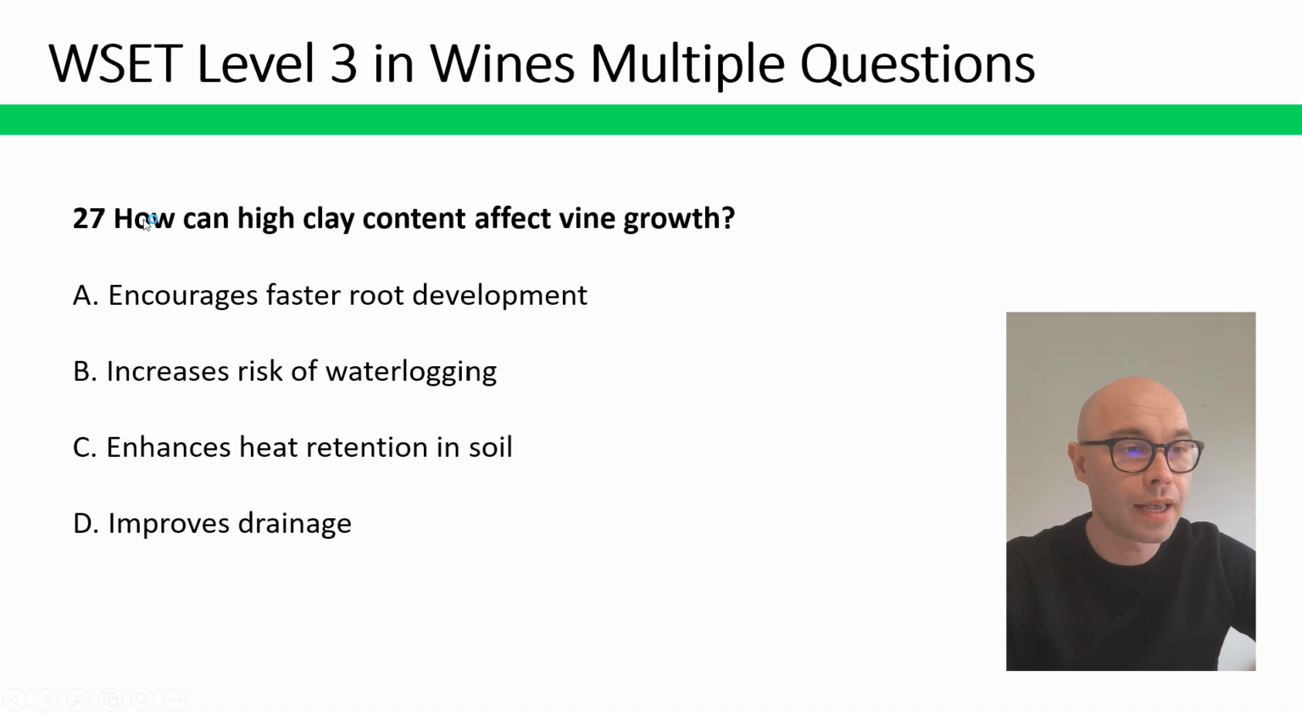How can high clay content affect vine growth? Encourages faster root development, increases risk of waterlogging, enhances heat retention in the soil, improves drainage. So the correct answer is B, it increases risk of waterlogging. Like we said, it's a cool soil, it retains a lot of water, so it's actually slowing down the ripeness of the grapes.